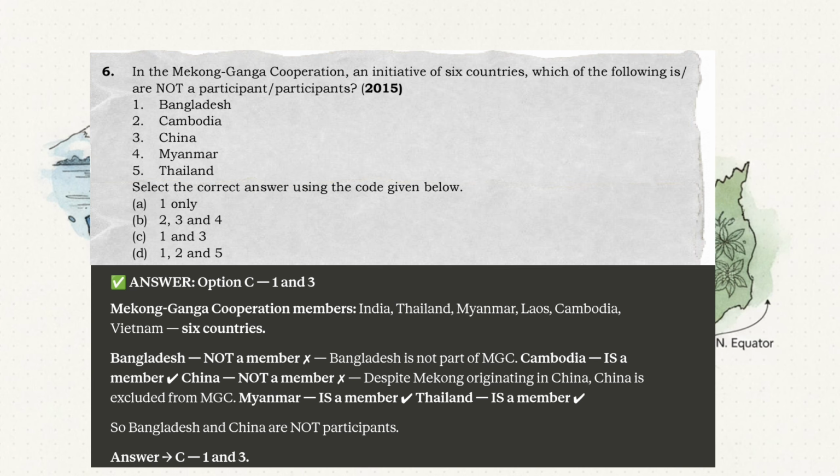Mekong-Ganga Cooperation members: India, Thailand, Myanmar, Laos, Cambodia, Vietnam, 6 countries. Bangladesh is not a member. Cambodia is a member. China is not a member despite Mekong originating in China. China is excluded from MGC. Myanmar is a member. Thailand is a member. So Bangladesh and China are not participants. Answer C, 1 and 3.